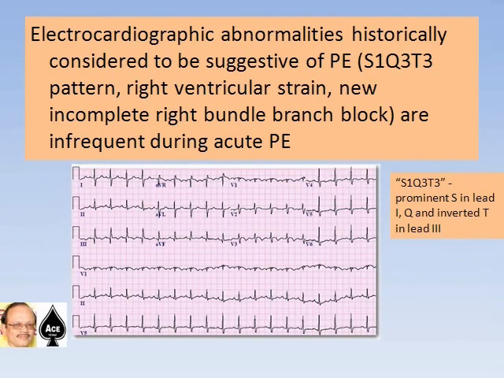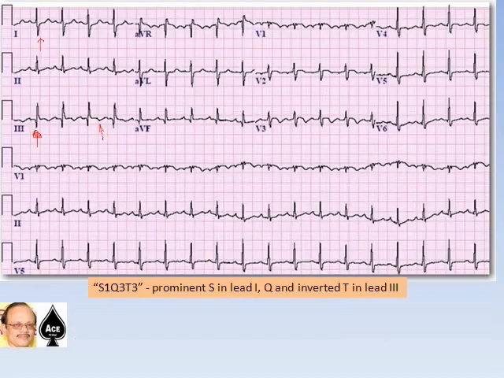injury. Electrocardiographic abnormalities historically considered to be suggestive of pulmonary embolism are the S1Q3T3 pattern, right ventricular strain, and new incomplete right bundle branch block, but these are infrequent findings during acute pulmonary embolism. You can see the S1 Q3 T3, that is prominent S in lead 1, Q and inverted T in lead 3.